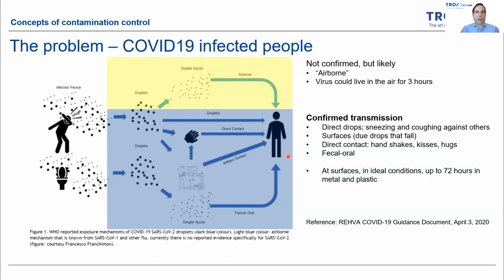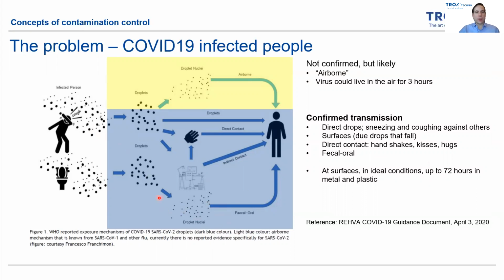That's also the reason so many specialists are asking everyone to use masks. So if you have already confirmed the droplets, that means sneezing and coughing against each other. That's the reason we ask everyone to sneeze and cough into the elbow. Also the surfaces: that's the reason we also request people to keep cleaning their hands. Direct contact, handshakes, hugs, kisses.